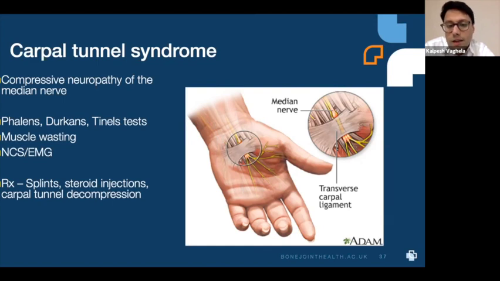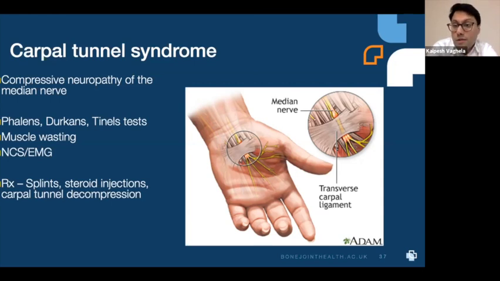They may have other associated conditions such as hypothyroidism or pregnancy, or work in manual labor. But the most common cause of this is actually a genetic or inherited preponderance to developing carpal tunnel syndrome. When you examine these patients, they may have wasting of the thenar eminence and weakness of APB on examination and reduced sensation.